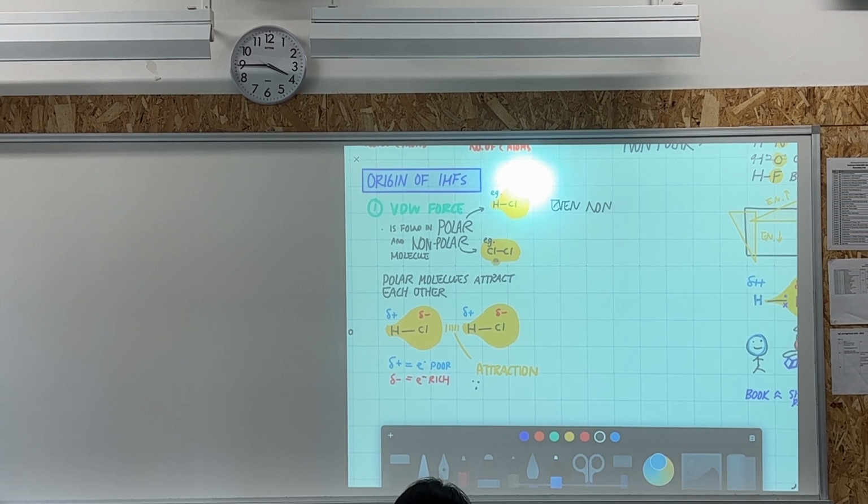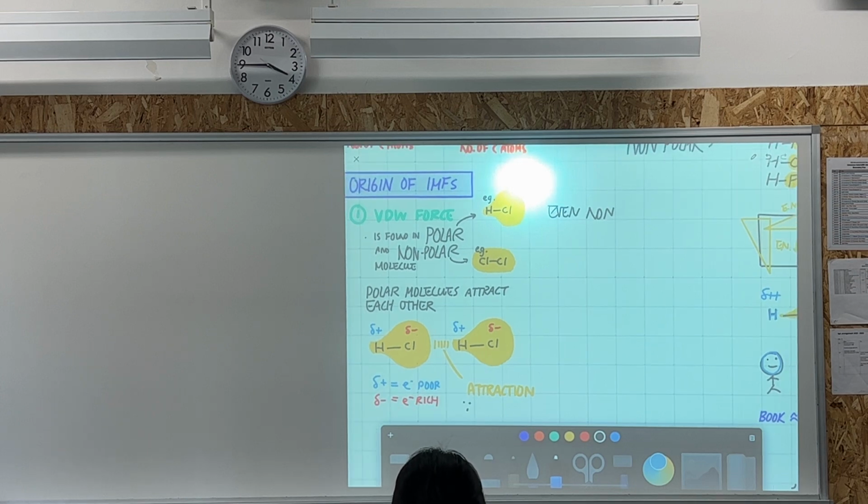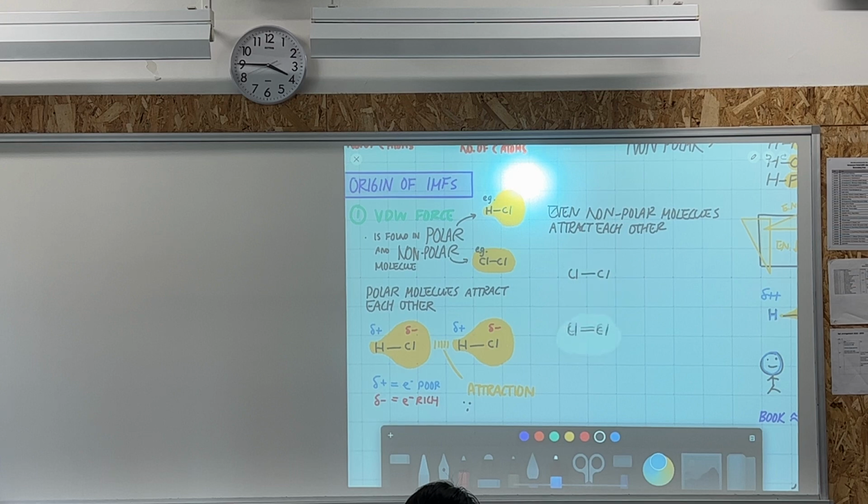But electrons don't sit still. They will move around. So even non-polar molecules attract each other. This is because, I'll show you a few diagrams here. Starting with this one, at the beginning, I have two chlorine molecules sitting next to one another.